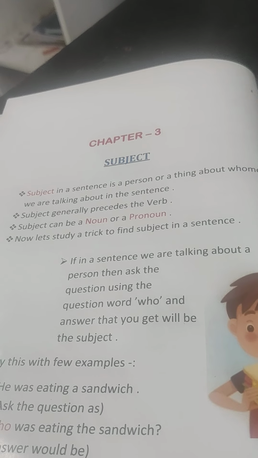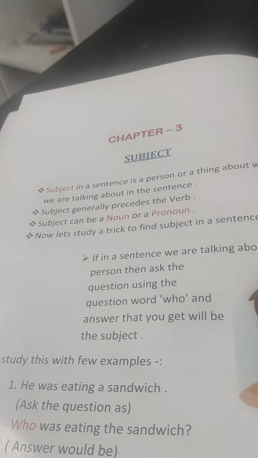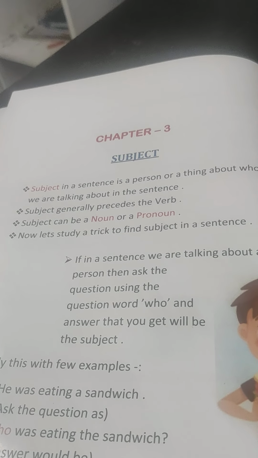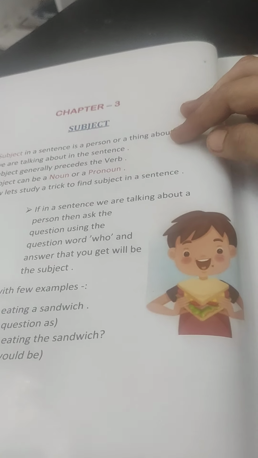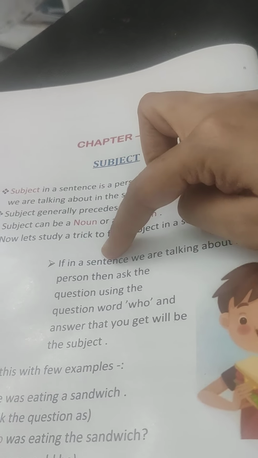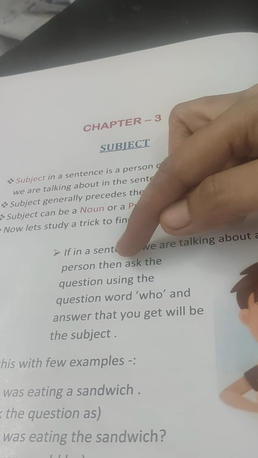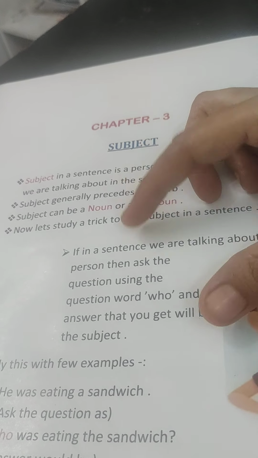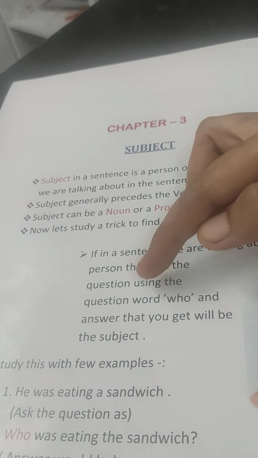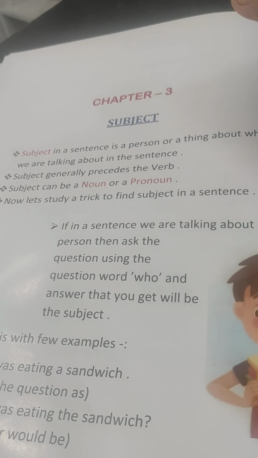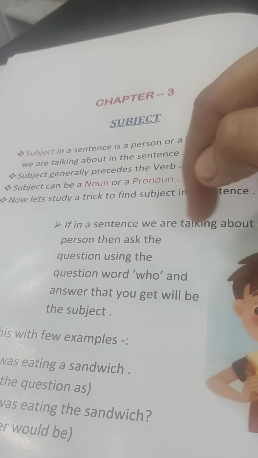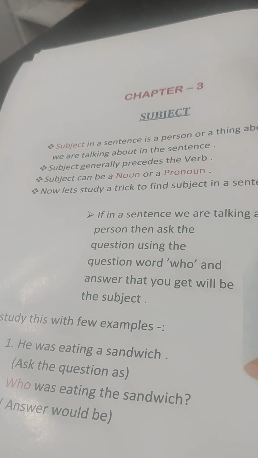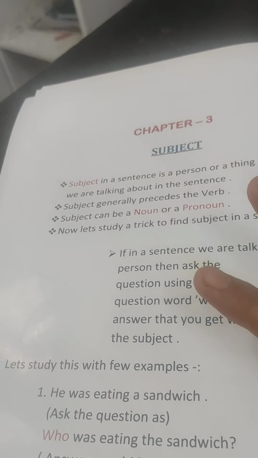So in these types of sentences, where we are not able to find the subject very easily, we have a certain pattern, or we can say a trick, to find the subject in a sentence. Now let's understand that. If in a sentence the noun is a person, then ask the question using the question word who. The answer that you will get will be the subject. I know most of you have not understood what I have written here.